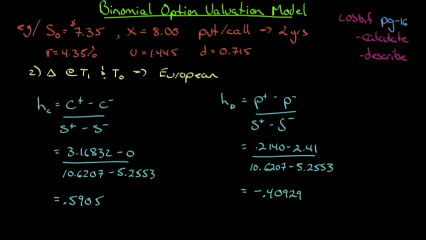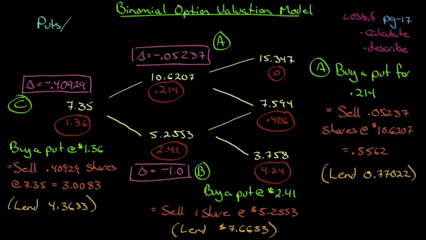We needed the hedge ratio at time period 0. We just did it all for T1. We need T0. So H for the call is C plus minus C minus over S plus minus S minus. We had to calculate C plus and C minus before we got there. We get 0.5905, and for the puts, you'll get negative 0.40929.